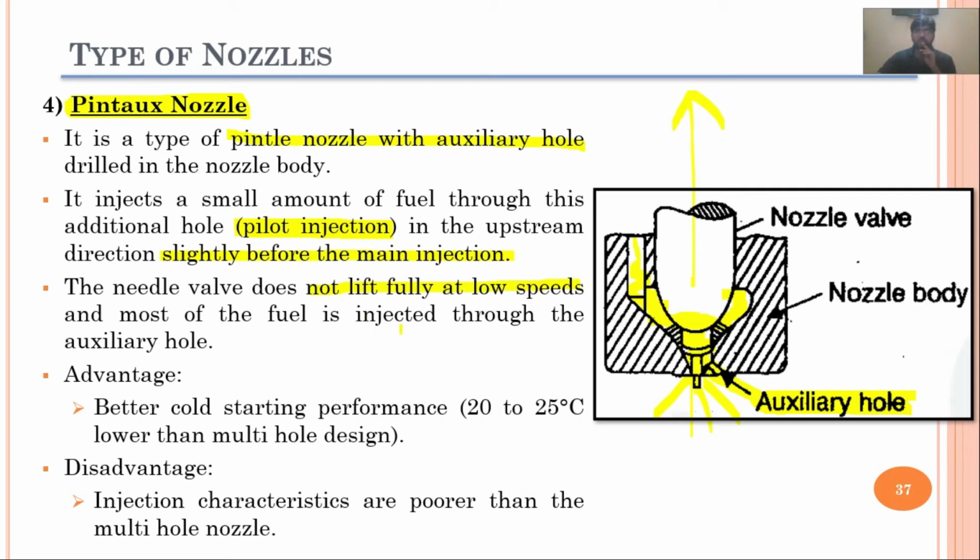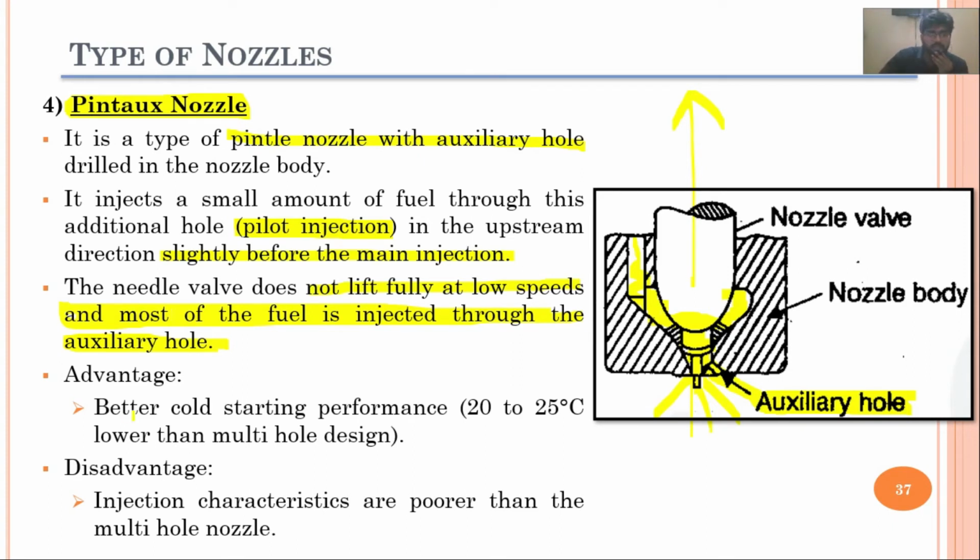And most of the fuel is injected through the auxiliary hole when you are operating at lower speeds, or your engine has just started operating. Your butterfly valve is only slightly open, so a lesser amount of air is going, and at these lower air speeds it would not be sufficient to lift this nozzle valve up, so no fuel would be going from this main pintle nozzle. Thus at that instant, this auxiliary hole will provide the fuel.